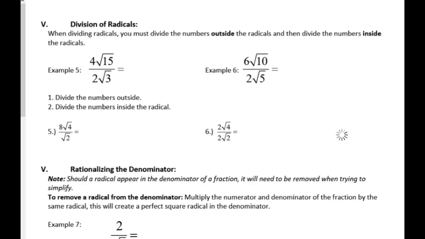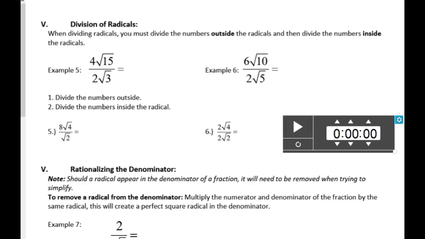We should be able to now divide radicals. So we multiplied radicals. Outside times outside, inside times inside. Same thing for dividing. Outside divided by the outside, inside divided by the inside. Okay? So outside, 4 divided by 2 is what? 2. And then square root of 15 divided by square root of 3. 15 divided by 3 is 5. That's it. Just divide the outsides, then divide the insides.